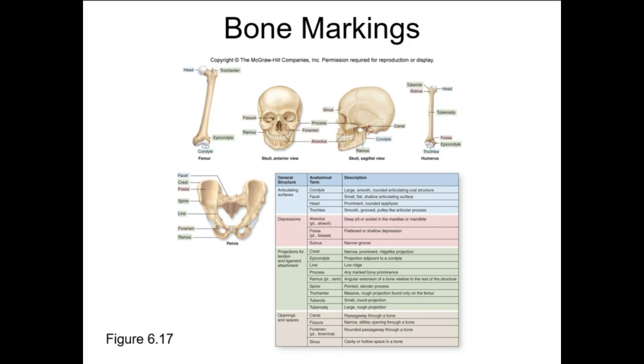So here is an example of a condyle. It sticks out. You can kind of grab it. It's a rounded, smooth surface. That's a condyle. If you see a sticking out, rounded, smooth surface, it might be a condyle.